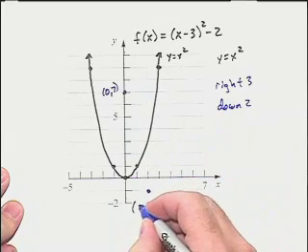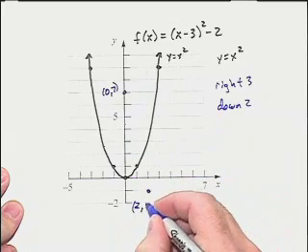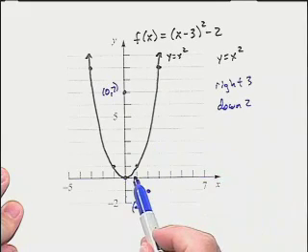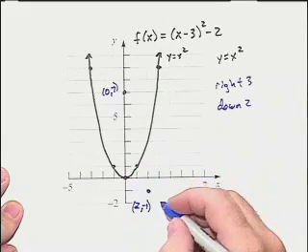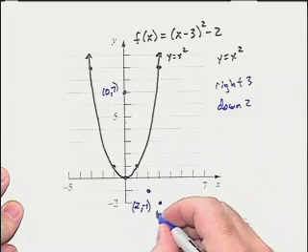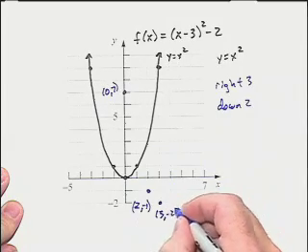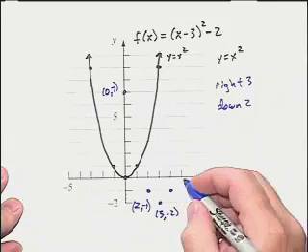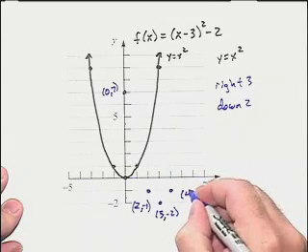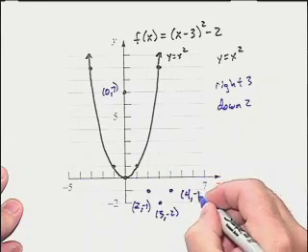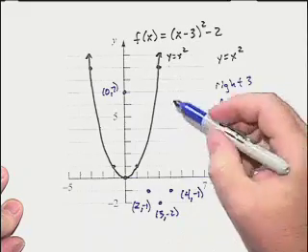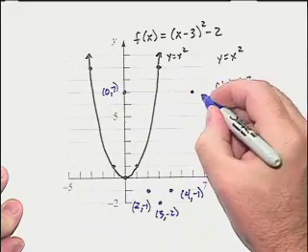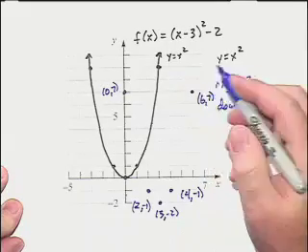We get the point 2, negative 1. Take this point, move it over 3, 1, 2, 3, down 2. The point 3, negative 2. Then 1, 2, 3, down 2 gives us the point 4, negative 1. And then 1, 2, 3, and down 2 gives us the point 6, 7.